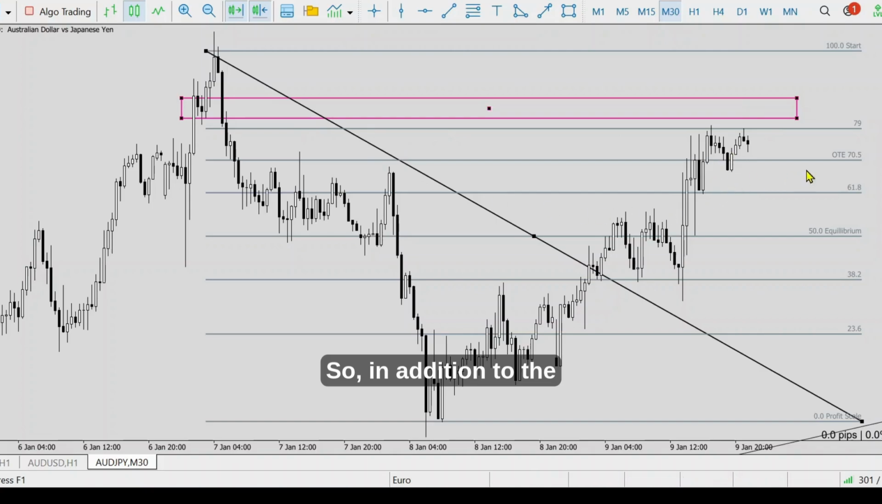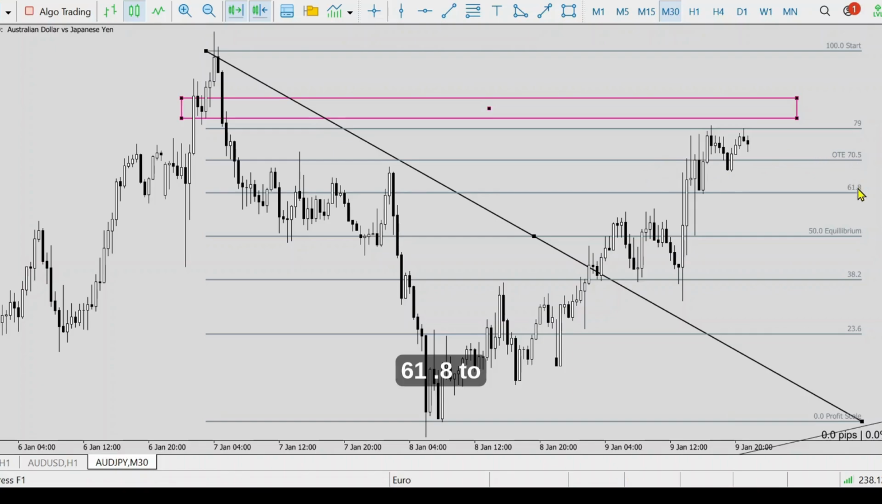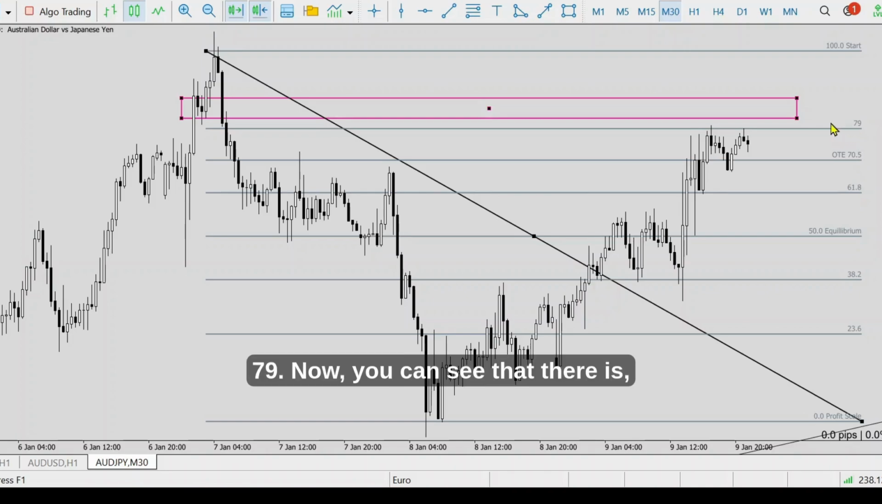In addition, there is the OTE level, which is usually between 61.8 and 70 and 79. For most ICT traders, the OTE level is categorized, and there is a way they used to put it. Some say this one is the bazooka, this one is the AK-47. It depends on you. But the best price you get is mostly between 61.8 and 79.